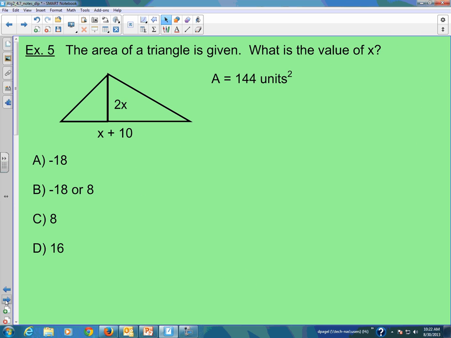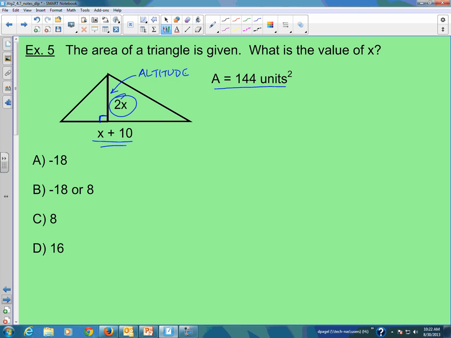Given the area of a triangle, what is the value of x? All right, so we have this triangle, and we have been given the area as 144 units squared. We know that the height of the triangle is 2x, and the base of the triangle is x plus 10. Now, I should have probably put this in here. How I know that those are the height and the base is that they are perpendicular to one another. And this line that comes from a vertex down to the base that connects perpendicularly is called an altitude, another name for height.